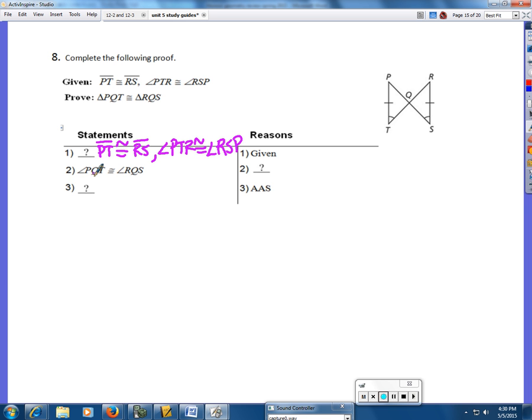I'm saying angle PQT is congruent to angle RQS. Well, these are vertical angles, so I'm going to say vertical angles. And then the last statement is always your proof statement. So triangle PQT is congruent to triangle RQS by angle, angle, side, because you showed angle, angle, angle, side.